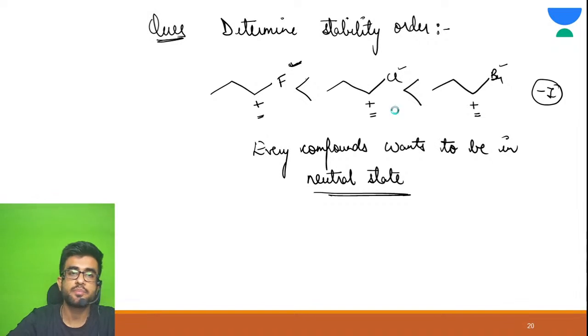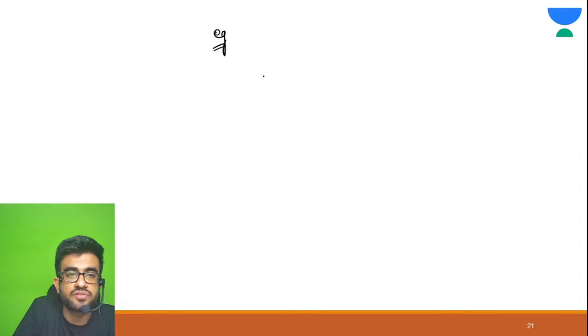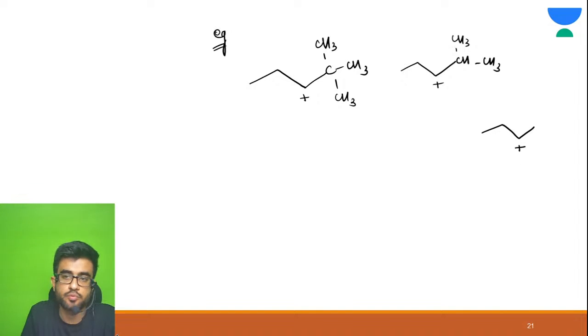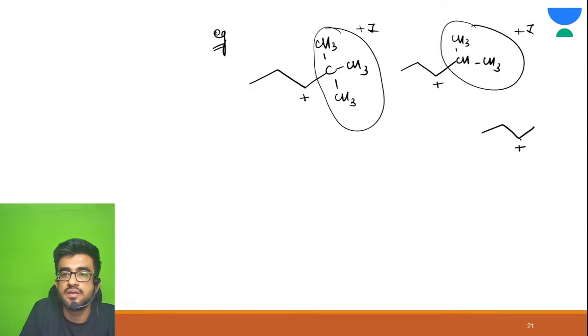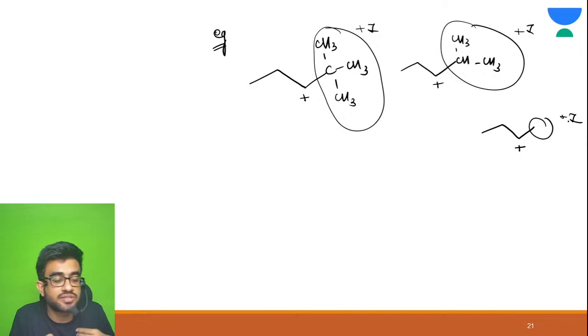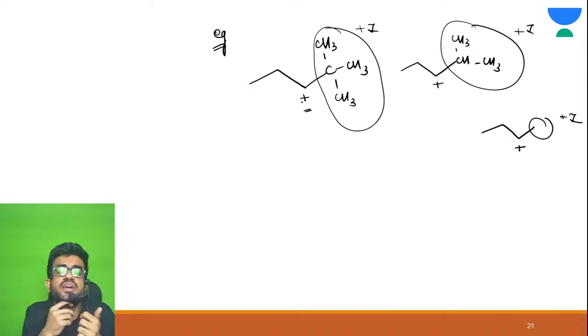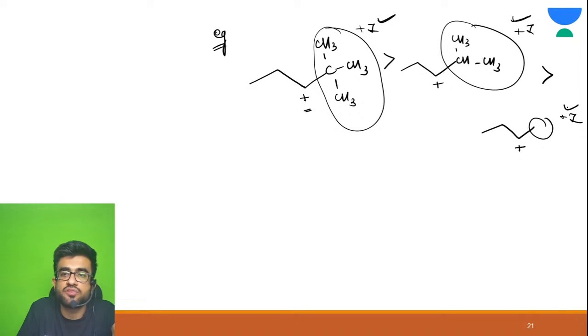Very good. Now suppose on the other hand we have this compound. These are all showing plus I, and this is also showing plus I. Plus I means they will donate electrons, giving the positive charge their electrons, so they must neutralize it. They will increase the stability. So this should be your order, because this will show more plus I, this will show less, and this will show even less plus I.